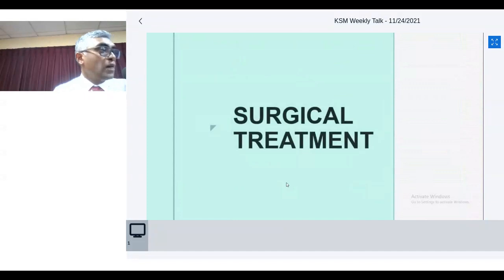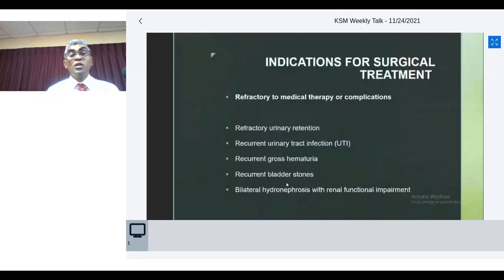Now, after discussing medical treatment, we will move on to surgical management. What are the indications for surgical management of this disease? When, while on treatment, they are getting recurrent attacks of urinary tract infections or recurrent urinary retention, when their hematuria cannot be controlled with the 5-alpha reductase inhibitors, when they are getting bladder stones or complications of this disease, or when they have bilateral hydronephrosis, which we call high pressure chronic retention, they need surgical management.